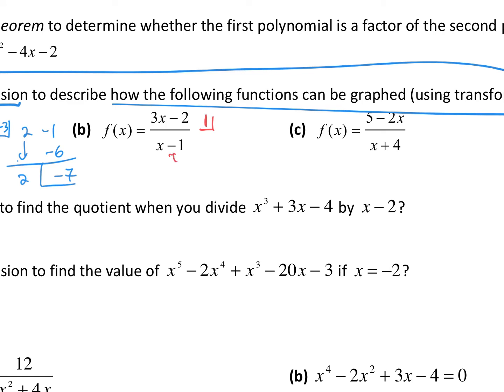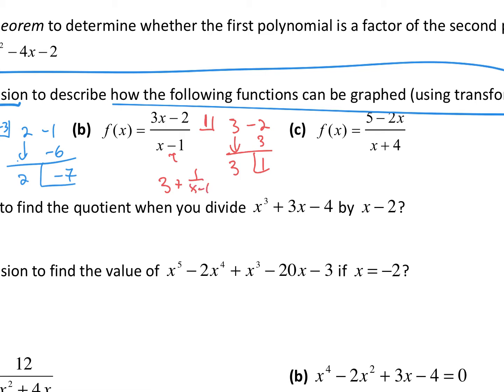That's the 0 in the denominator. My coefficients are 3 and negative 2. I drop the 3 down, multiply by 1. That's 3. When I add that, I get a remainder of 1. So what this is, is 3 plus 1 over x minus 1.